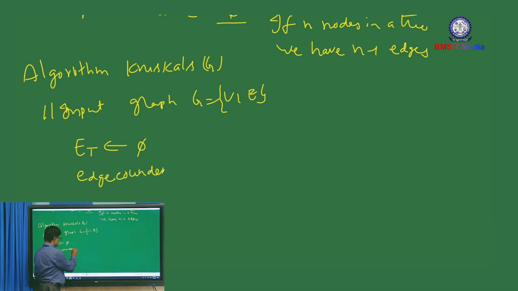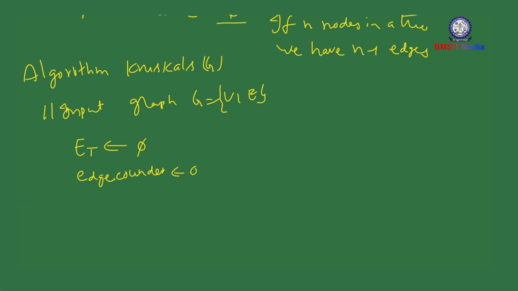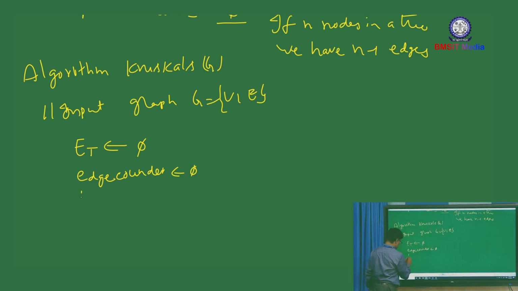Edge counter is equal to initially 0. These are all the variables we have taken for initialization to solve the problem. Both are null values. Now one more variable I will take, k. k is equal to 0.